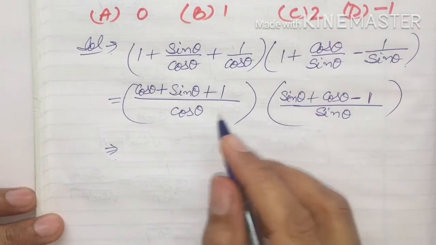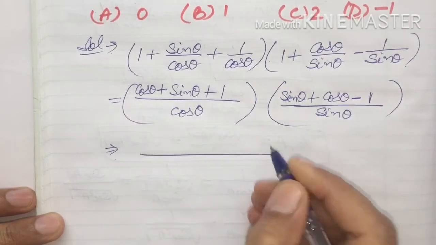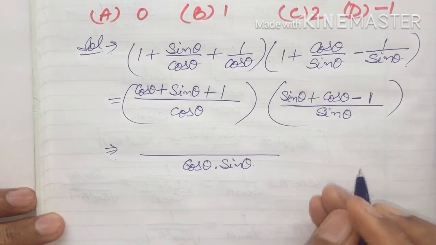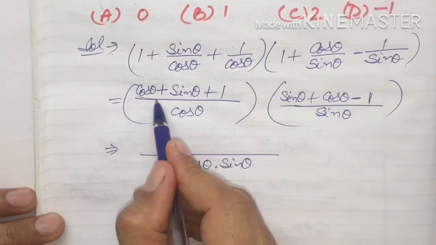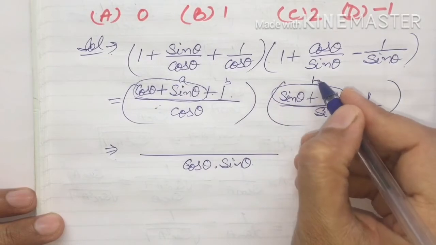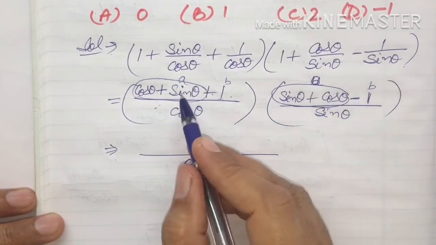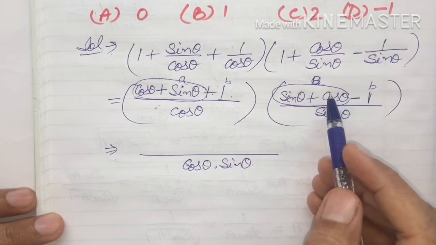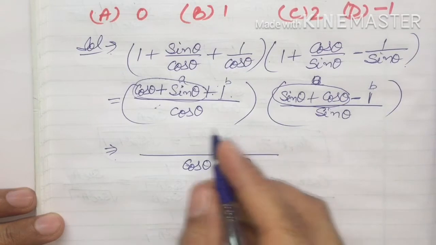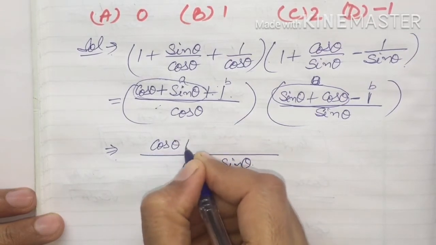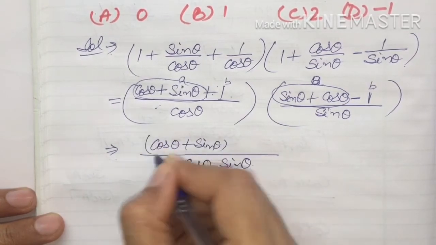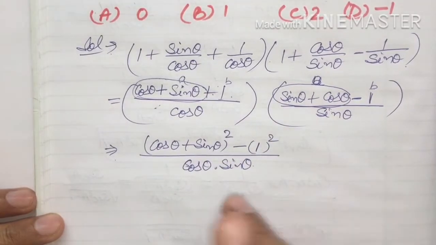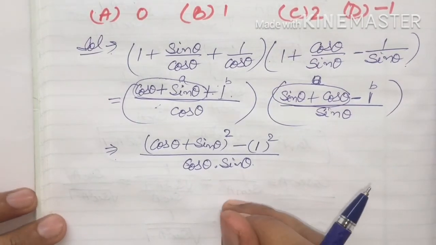So when we multiply these two brackets, cos theta and sine theta are in multiplication in the denominator, and in the numerator this is A, this is B, and this is A, this is B, meaning in the numerator A plus B and A minus B. So this is the identity of A square minus B square. So we can write A means cos theta plus sine theta, A square minus B is 1, so square of 1. So this identity we have used, A square minus B square.